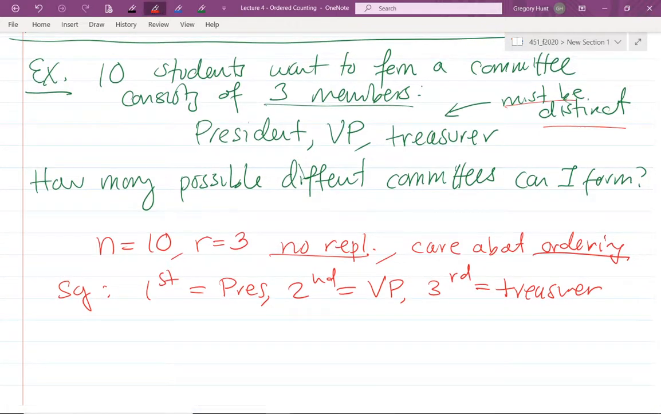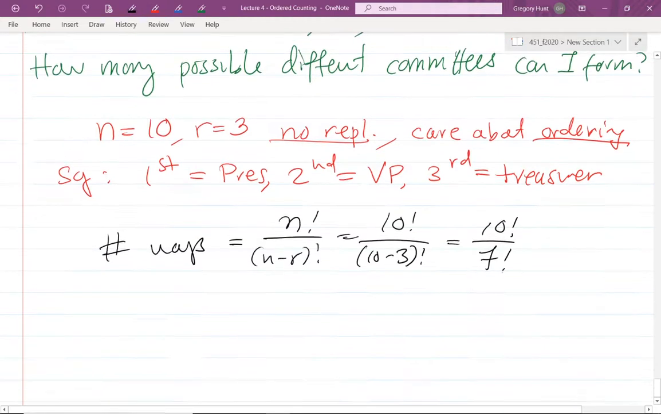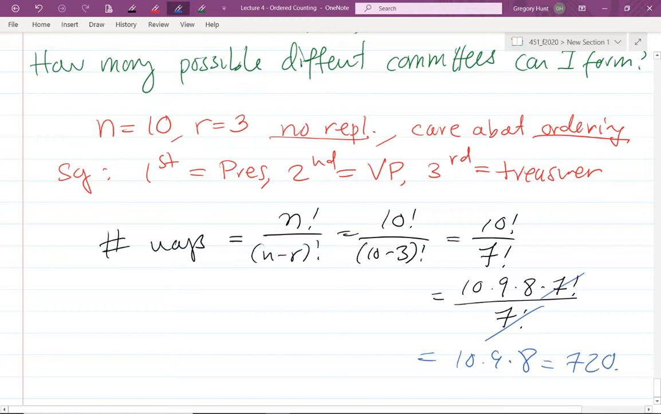So if I do that, then the problem's pretty easy because I have a formula. The number of ways I can form a committee here is n factorial over n minus r factorial, which is 10 factorial over 10 minus 3 factorial. So that's 10 factorial over 7 factorial. A little trick I'll show you with these factorials is that 10 factorial is a huge number, and I don't want to plug that directly in my calculator. I can expand it out as 10 times 9 times 8 times 7 factorial, and then I'm dividing by 7 factorial, so I can cancel those. I'm left with 10 times 9 times 8, which should give me 720 total possible committees I can form.